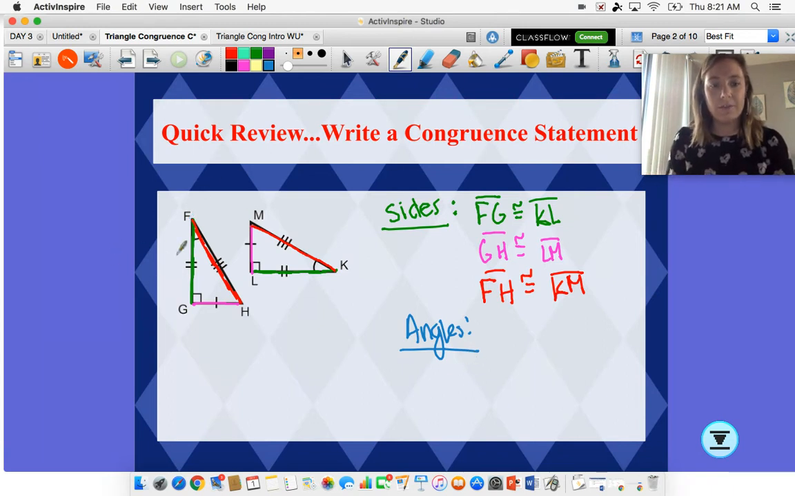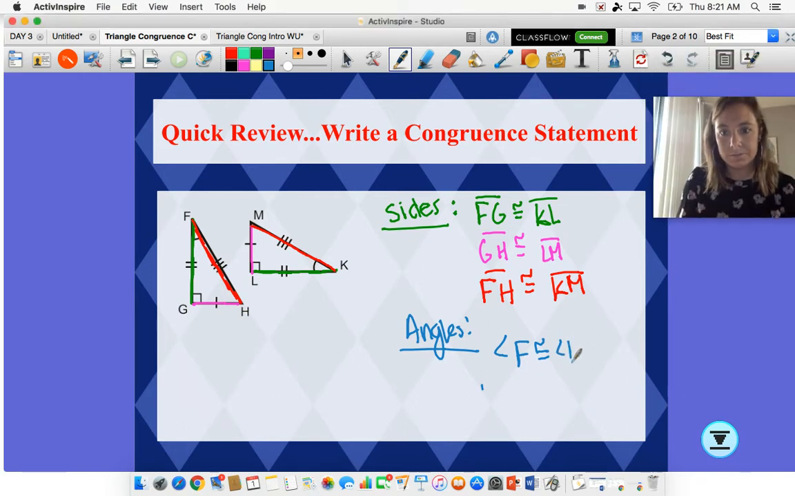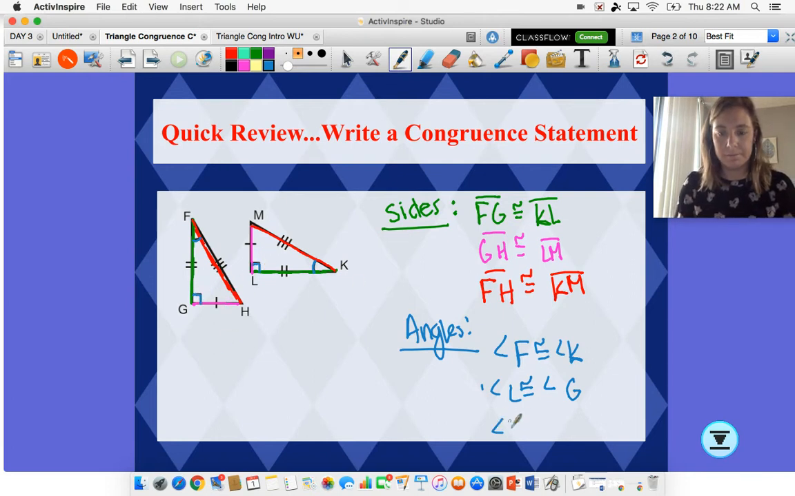So if I want to talk about, I'm going to use 1 here. So angle F is congruent to angle K. Oh, no. I need the symbol. Right, so that's this angle and this angle. Let's see. Angle L is congruent to angle G. And finally, that's this right angle. Angle H and angle M.